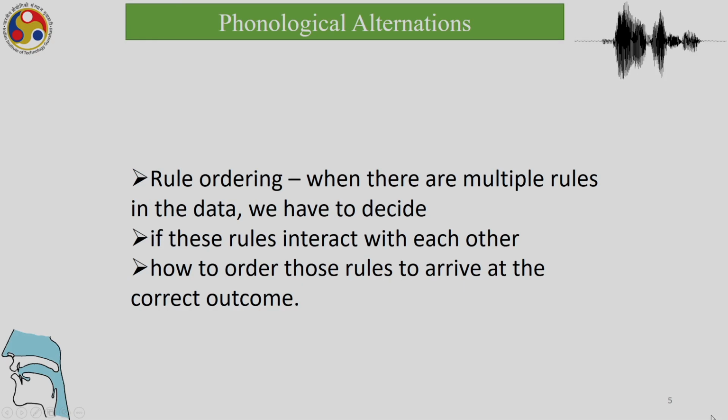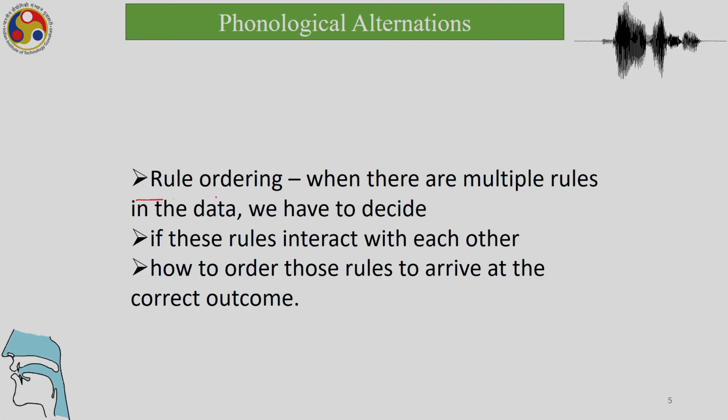When we talk about alternations, both phonological alternations and morphophonological alternations, something which is of utmost importance is rule ordering. When there are multiple rules in the data, we have to decide if these rules interact with each other, how to order those rules to arrive at the correct outcome. So when you're doing a phonological analysis, we not only find out rules, we also have to find out if, to analyze a given set of data, we need more than one rule, and if we have more than one rule, do they need ordering? Is it necessary to place one rule before another rule so that one rule applies before the other rule? And what is the order of two given rules? And if they have to be ordered, that means that the rules interact for the given set of data.